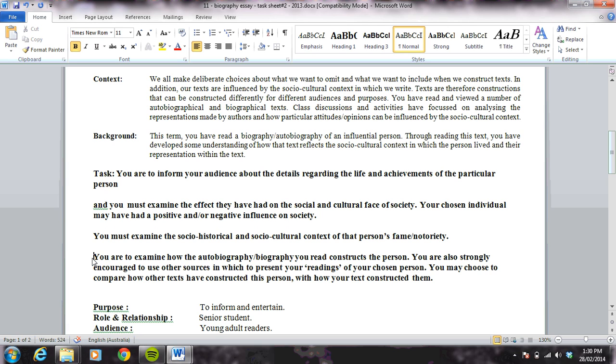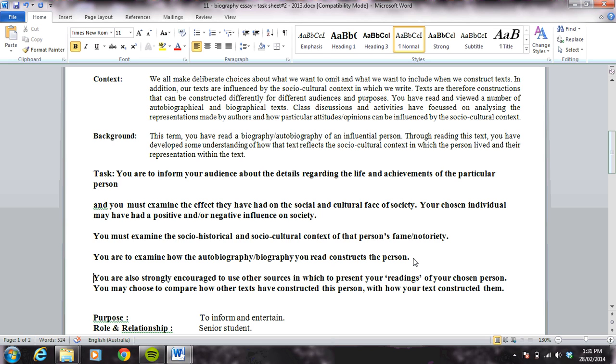Now this next section here is more of a textual analysis, where you examine how the autobiography you read constructs the person. In that one, you're going to be talking about how the text itself has actually constructed this person. So how do they want to be seen? What language have they used? What information have they included? How have they represented themselves to the reader? And you're going to use lots of textual examples in that section to support how they've constructed themselves.